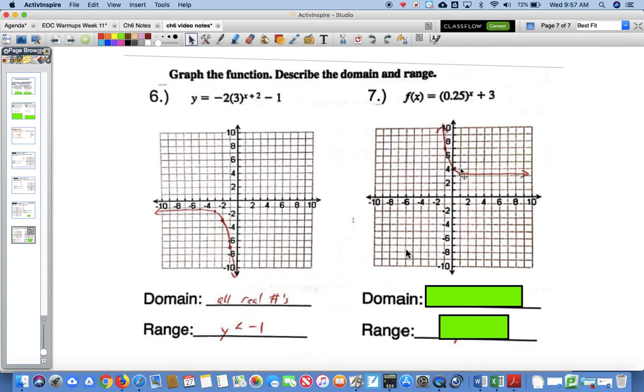This one is our decay function. You can see it really level out here in flat line. Domain, still all real numbers. Range got to be y is greater than, because this end keeps going up. It's actually going to be close to 3. If you look at the table, it's getting closer and closer to 3. So that's all there is to it. Just graph and identify domain and range. No big deal.